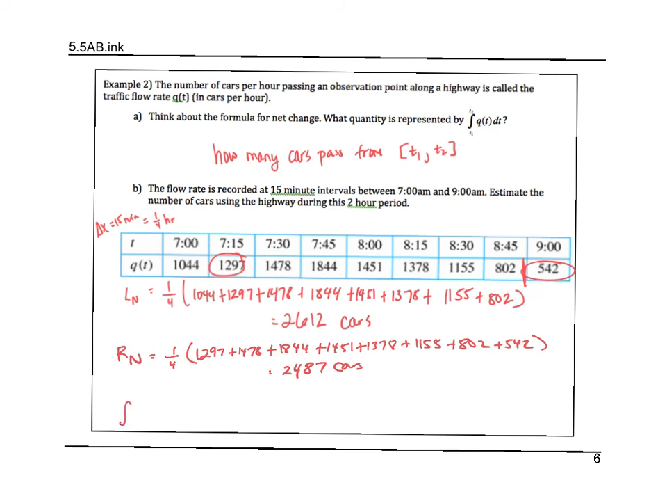So a true approximation from 7 to 9 of Q of T dt would be the average of L n and R n together, right? Essentially M n. But when you have a table of values, you can't really find M n without doing an average. So approximately 2,550 cars pass at this traffic location between the hours of 7 and 9 a.m.